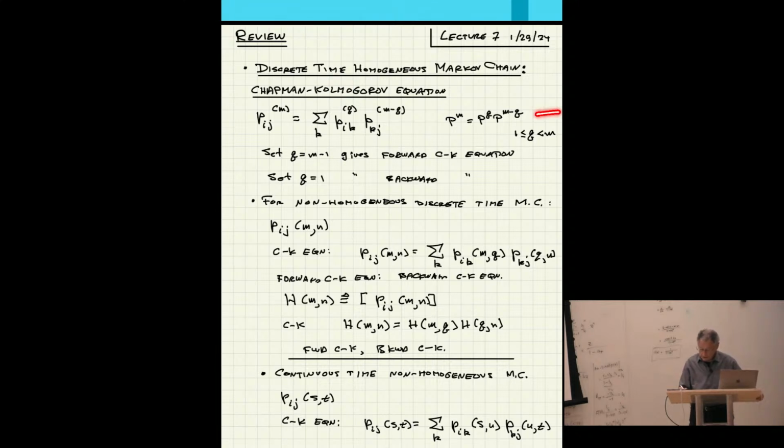This is the matrix equivalent of that. Basically, you have q steps and then m minus q steps. Now, in particular, if you set q to a particular value, m minus 1, you get what's called the forward Chapman-Kolmogorov equations. Just replace q by m minus 1. If you set q equal to 1, you get the backward Chapman-Kolmogorov equation, and both are used. Often the backward is the one we use.